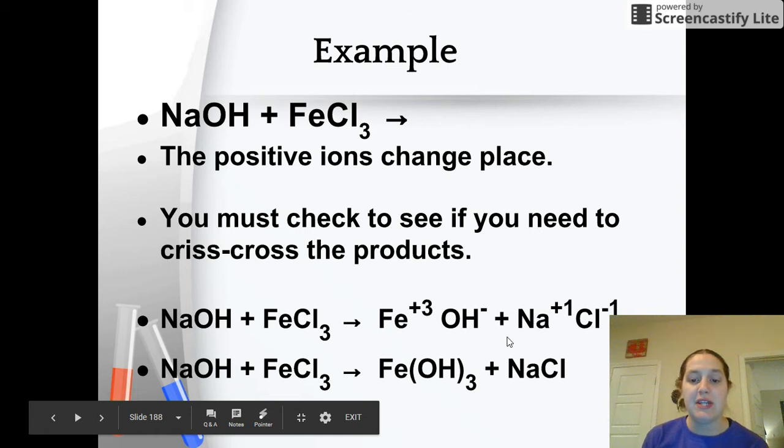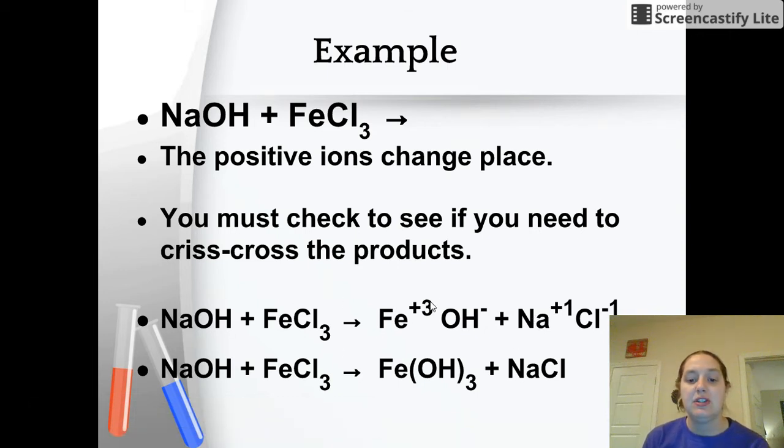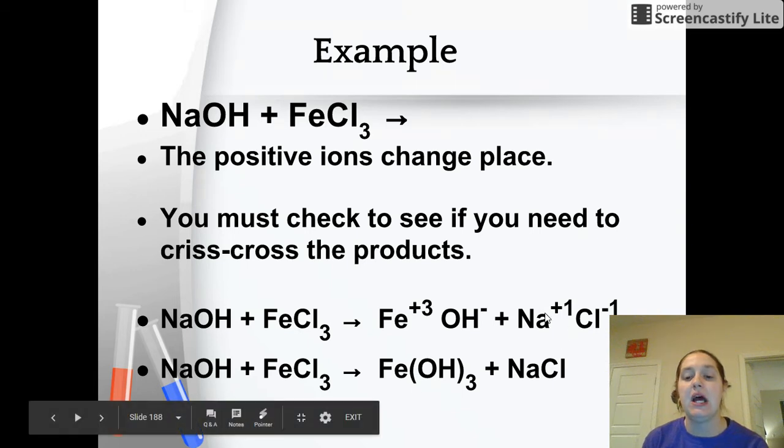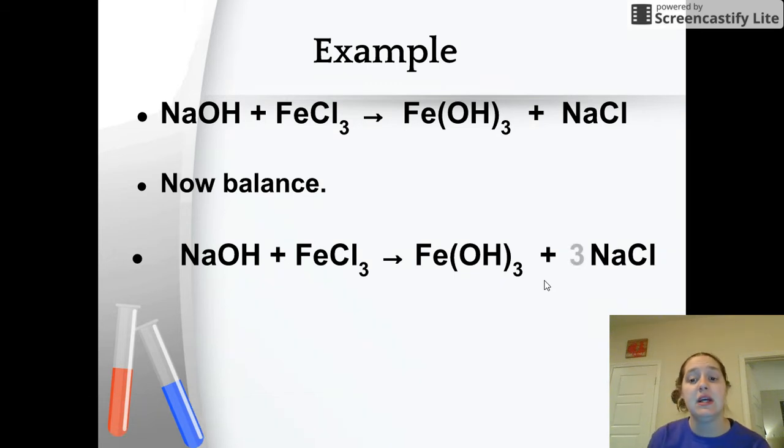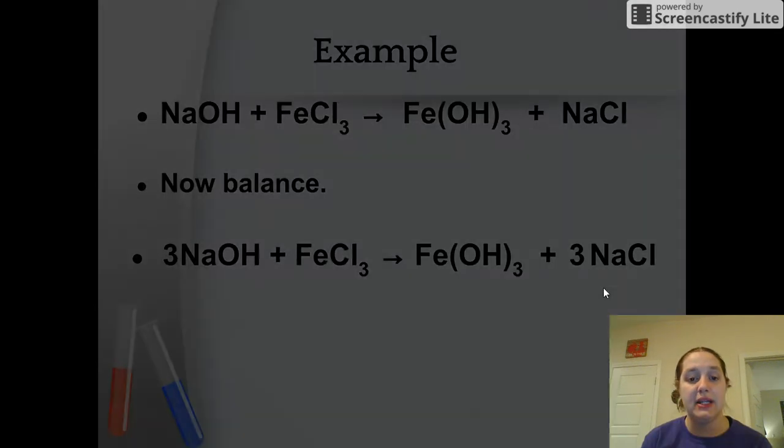Okay, and if you take a look at this, just to reiterate, this was +3, -1. That's how we end up with this formula. +1, -1. That's how we end up with that one. All right, at the end, you would balance this. So we'd put a 3 here so that we have 3 chlorines. Then we put a 3 here to have 3 sodiums and 3 hydroxides. That would balance it out.